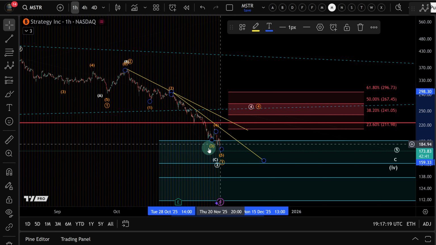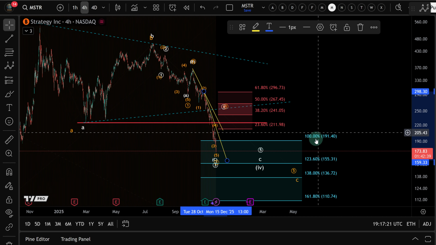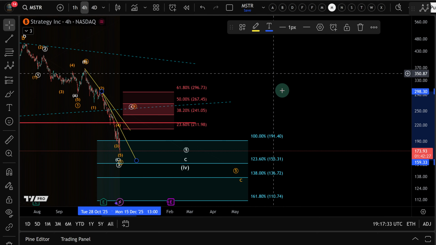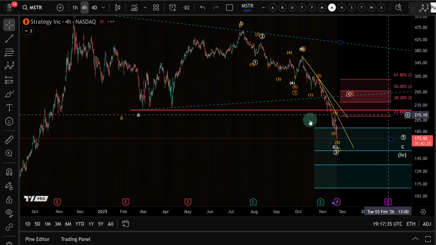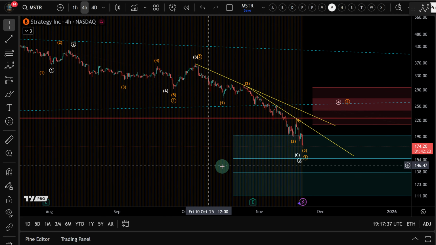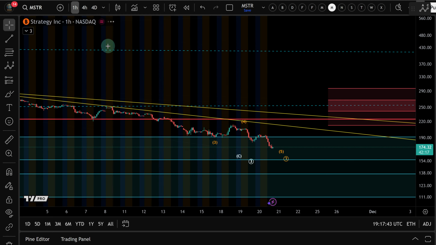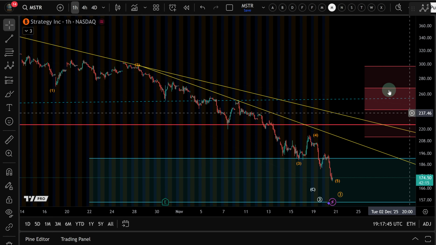So the level that I highlighted as the first ideal target at $191, which is the 100% extension, I shared quite a lot of information about why this level is normally important, and it is important. It didn't really generate a solid response. It was very weak, obviously. I have to say the reaction was a bit weaker than expected.